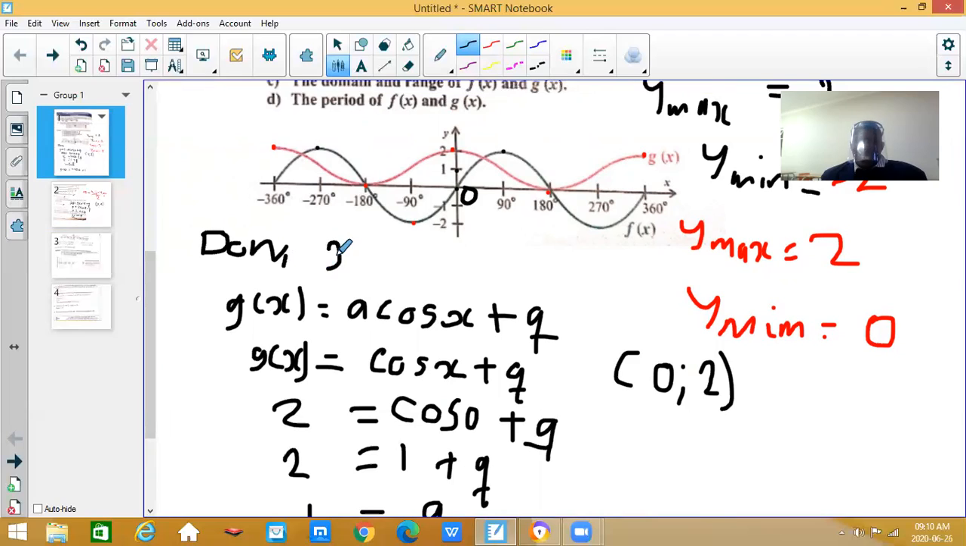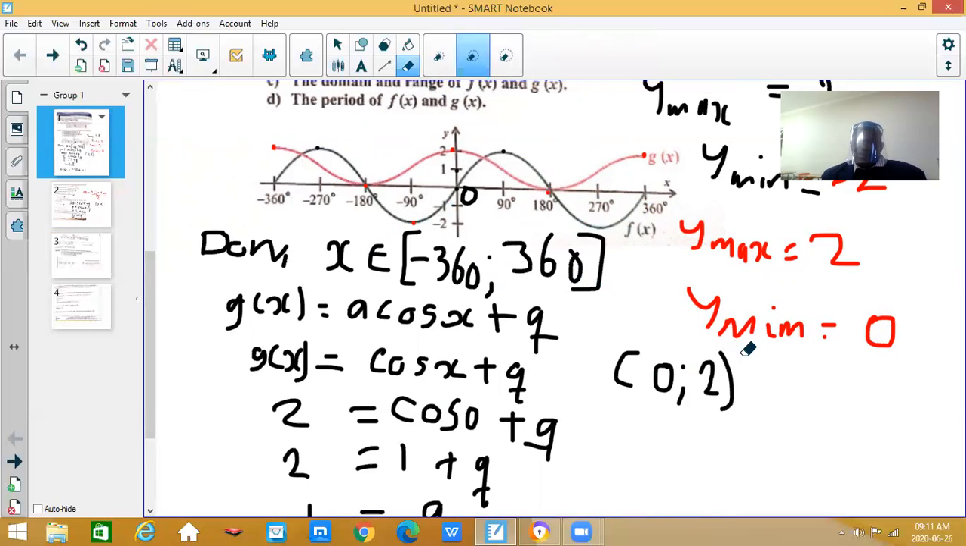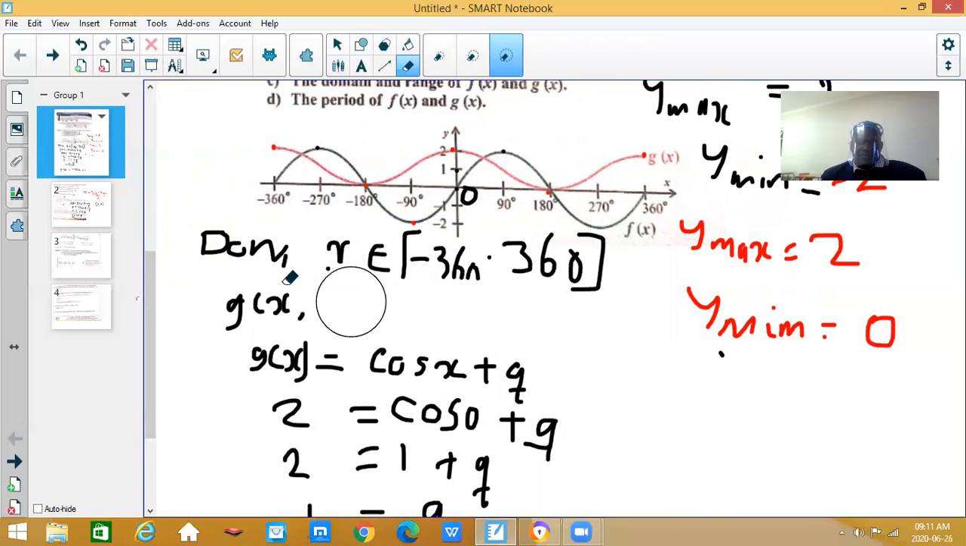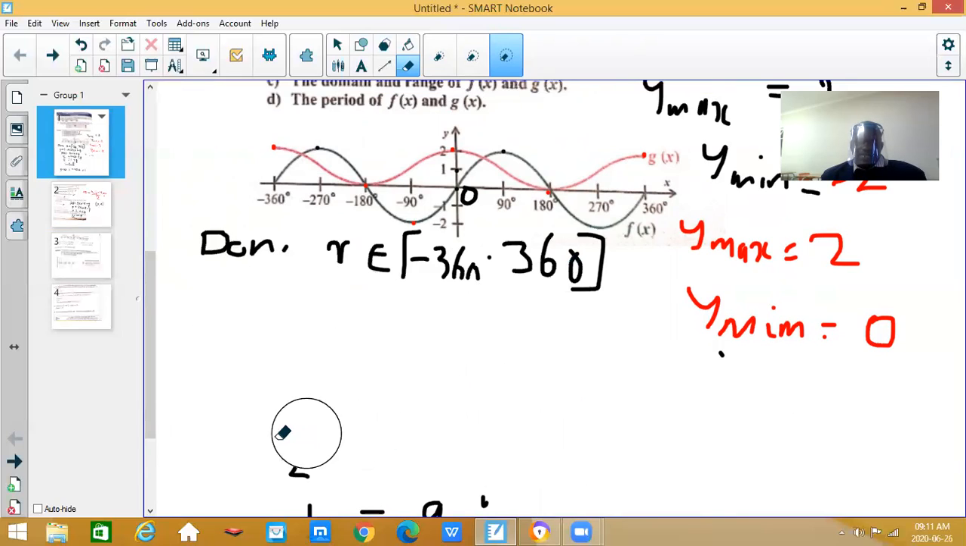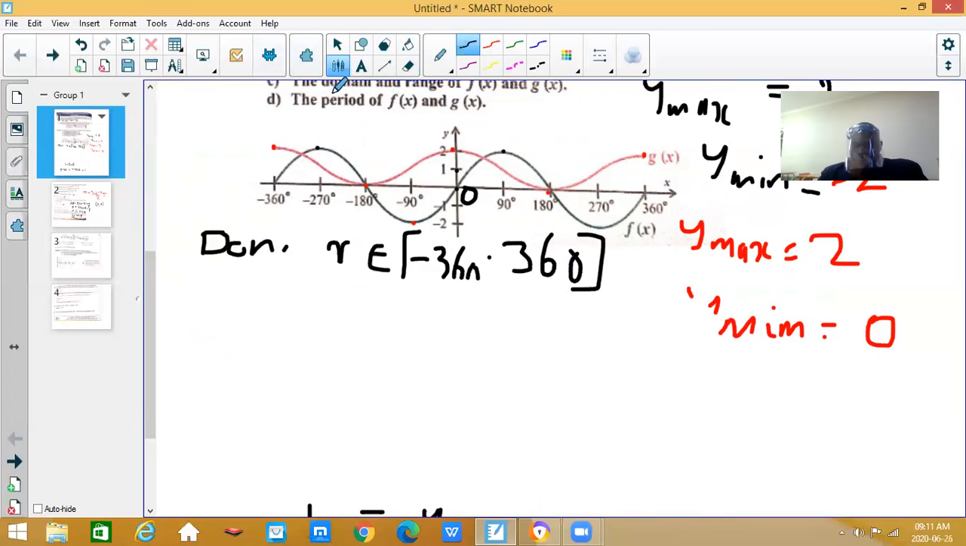When we talk of domain, they are x values. So the domain, they are values of x that start from minus 360. That starts from minus 360 up to where? Up to 360. It starts from minus 360 up to 360. This is the domain. This is how we can find the domain there. This is the domain of f(x). This is the domain of f.